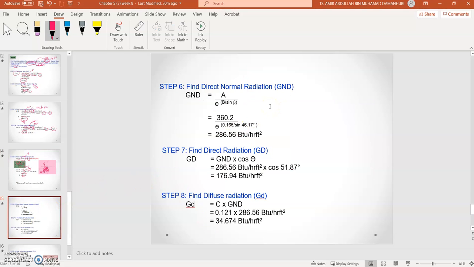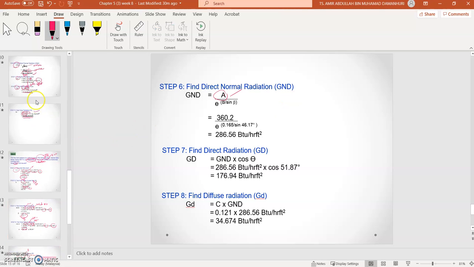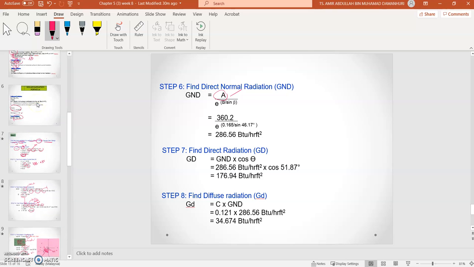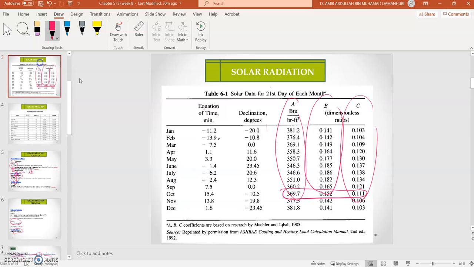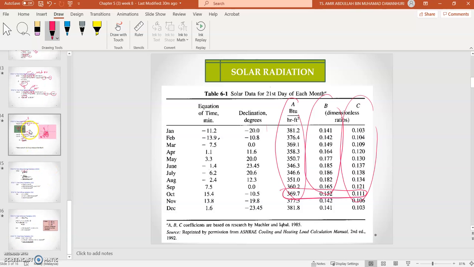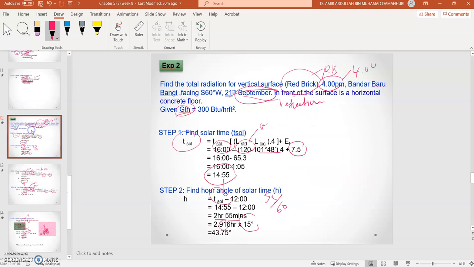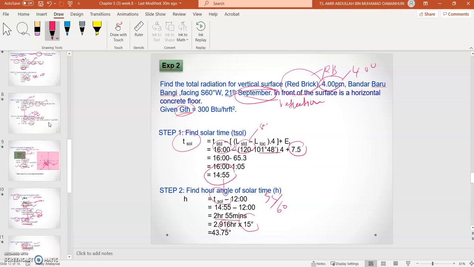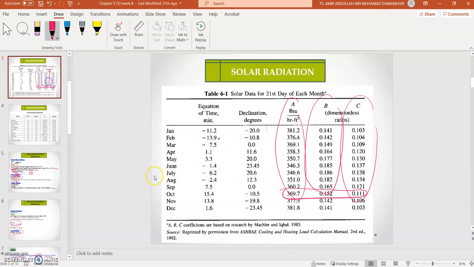So next one, same as previously, we have to calculate the direct normal radiation. The A is from the table here. Our example is in the month of September, so the value of A for September is here.